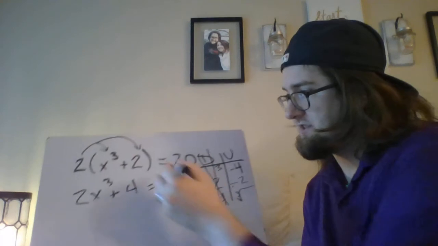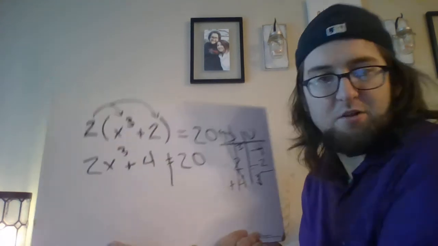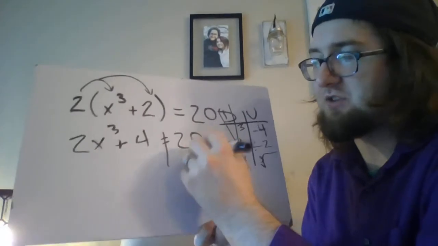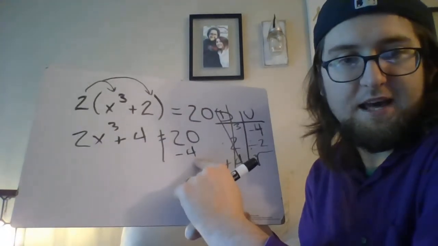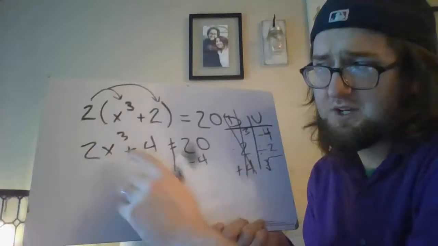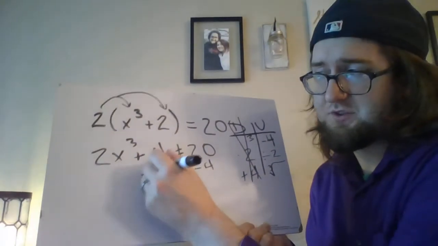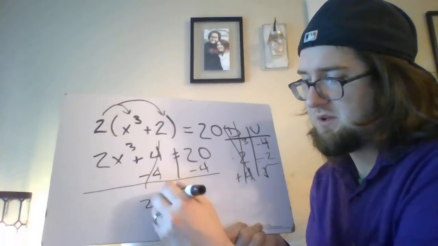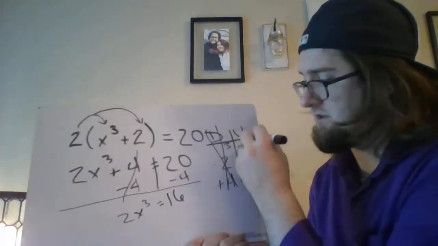Okay, so let's do this. I'm going to try to write a little smaller. The first thing we want to do is subtract 4. This side's easy. There's only one thing that can be subtracted by 4. But here we've got 2 terms. Again, we want to subtract from the one that will cancel. So that goes away. Now we're left with 2x cubed equals 16.